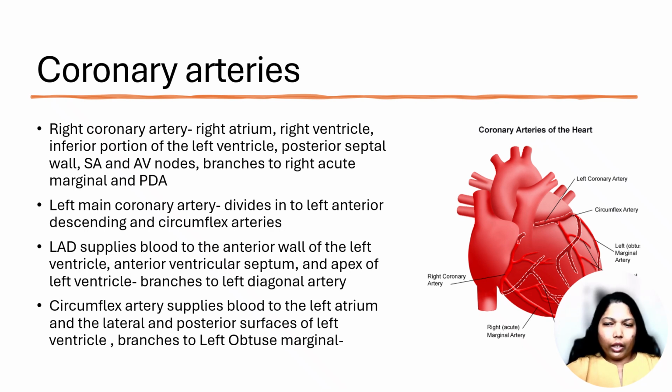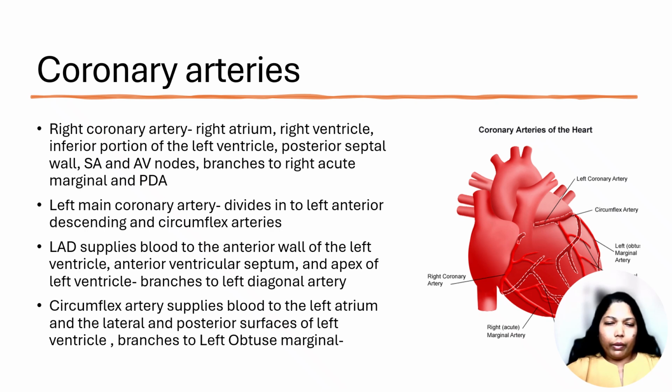So this is the left anterior descending artery, and it branches to the left diagonal artery. Then the circumflex artery supplies blood to the left atrium, the upper portion, and the lateral and posterior surfaces of the left ventricle. So the lateral and the back, the posterior surfaces of the left ventricle.